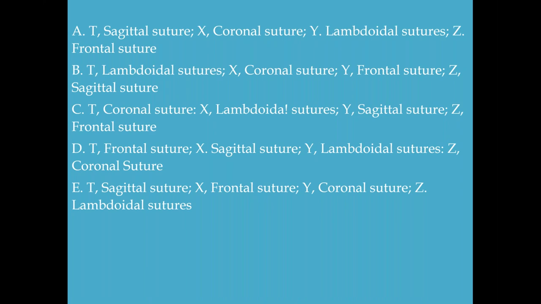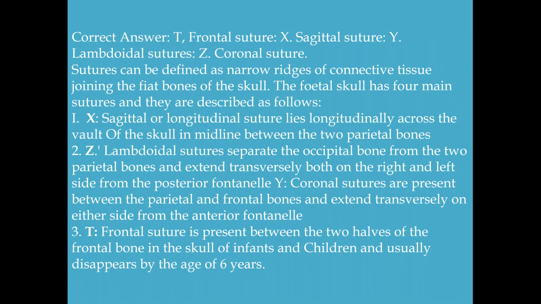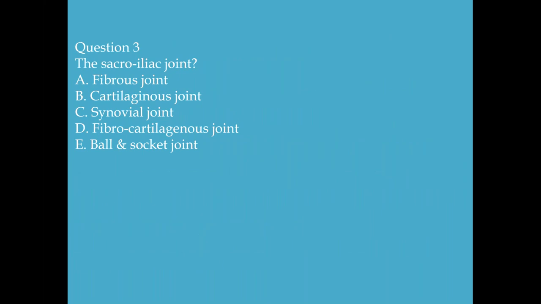X is the sagittal suture. Who said D? D is the correct answer. Excellent. D is the correct answer. T is the frontal suture, X is the sagittal suture, with the lambdoidal suture and coronal suture. This is the correct answer. So, what's question three?